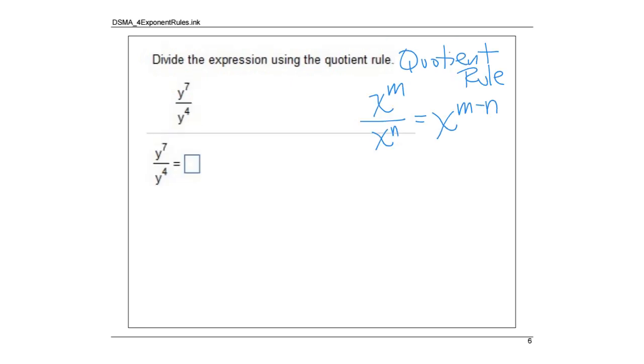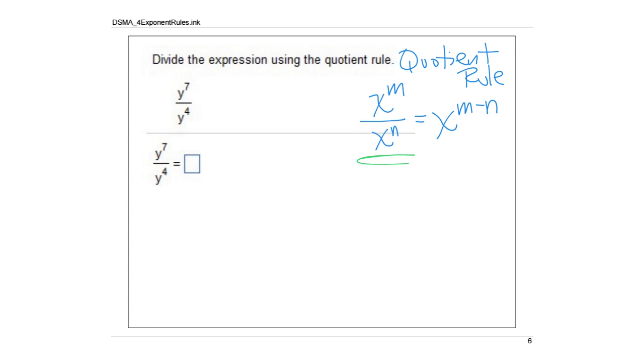All right, next we have quotient rule. Quotient rule is when we're dividing. Quotient means division. You'll see a fraction. Again, the variables have to match, so the base has to be the same. So if I have x raised to the m power divided by x to the n power, we're actually going to subtract. So when it was multiplication, we added. When it's division, we're going to subtract. Algebra is its own language, isn't it?